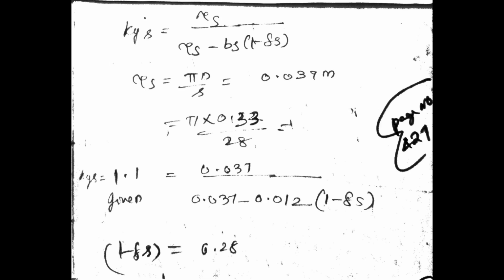Kgs, that factor, is equal to tau s divided by tau s minus Bs open bracket 1 minus del s close bracket. Tau s is equal to pi D divided by S is equal to 0.037 meter, pi into 0.33 divided by 28. Kgs value is 1.1, given. Put in Kgs is equal to tau s divided by tau s minus Bs into bracket 1 minus del s bracket. Put in equations: 1.1 is equal to 0.037 divided by 0.037 minus 0.012 into 1 minus del s close bracket. 1 minus del s value we obtained is 0.28.